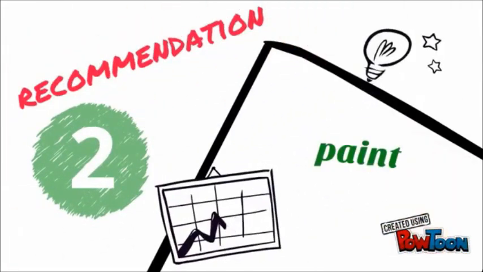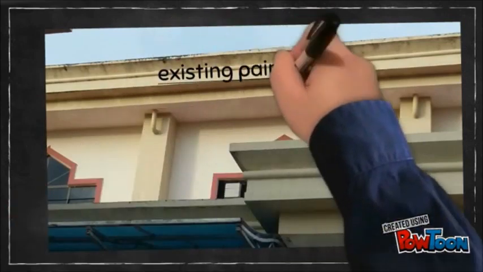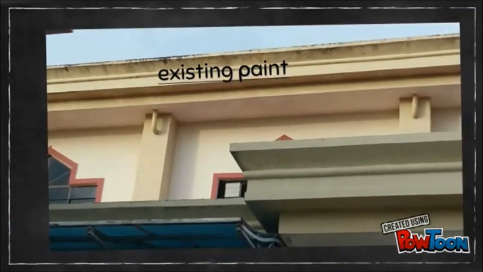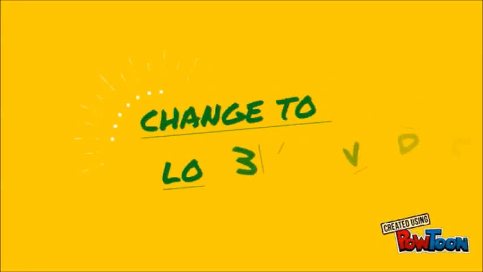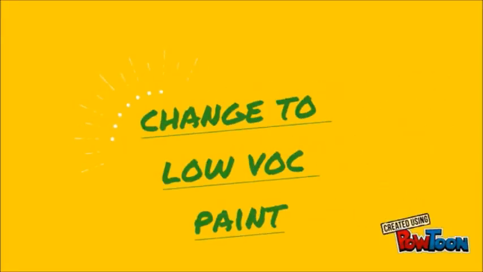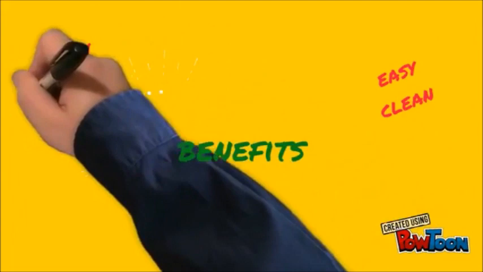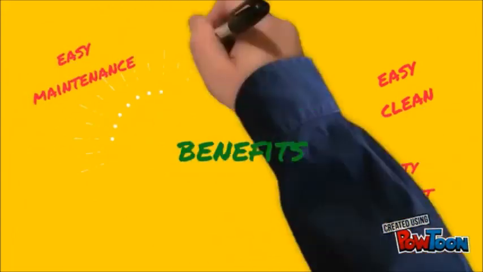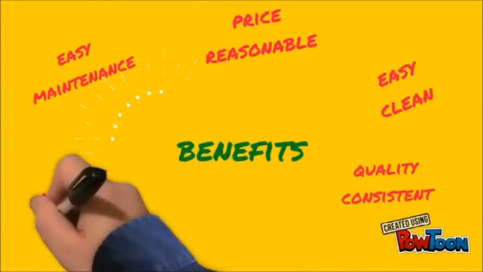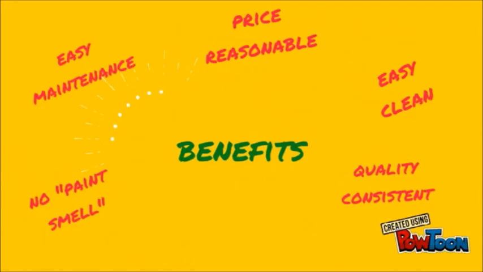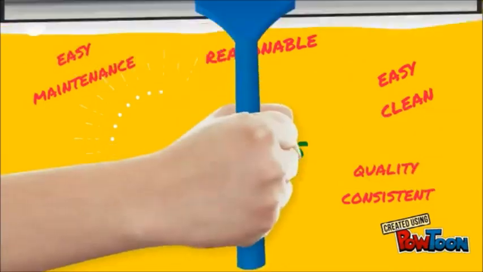Wool carpet. Second recommendation is paint. The picture shows an outer wall of the mosque, where the existing paint color looks shabby. For this element, we recommend changing the paint to low-VOC, volatile organic compounds, paint. The benefits of using this type of paint are: easy to clean, easy for maintenance, consistent quality, available at a reasonable price, and no smell.